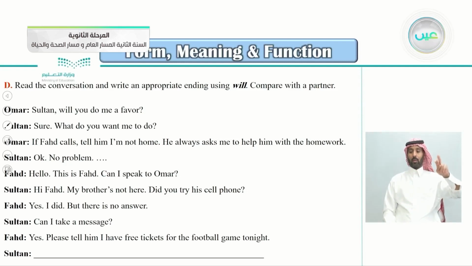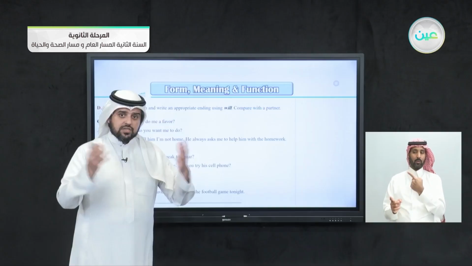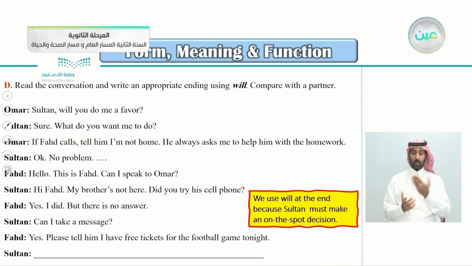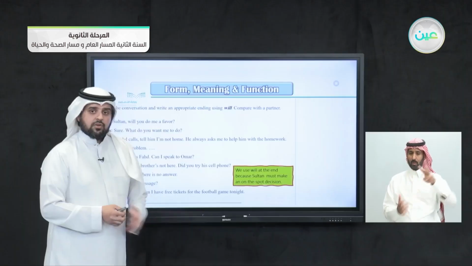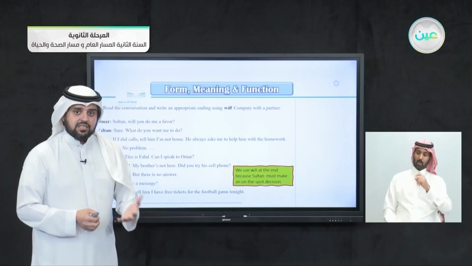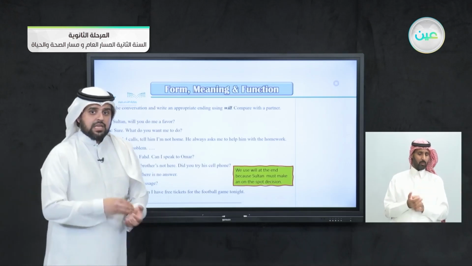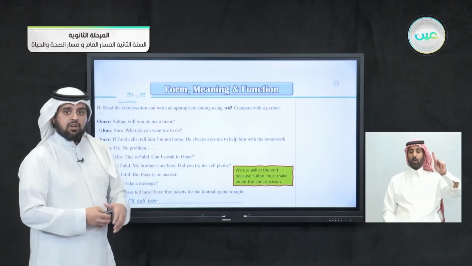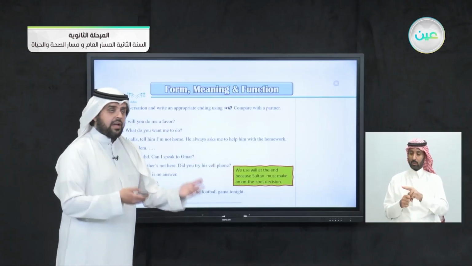And remember, use will. Of course, you can answer as you like. Also, remember, we use will at the end because Sultan must make an on-the-spot decision. We use will here because it's a spontaneous decision made on the spot. So what will Sultan's reply be? For example, I've written, okay, I'll tell him. Maybe he'll say, okay, I will go, and so on.